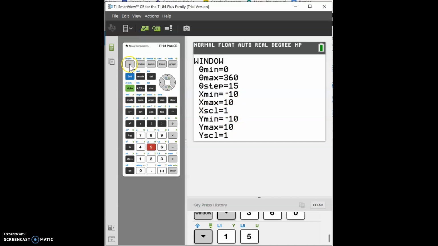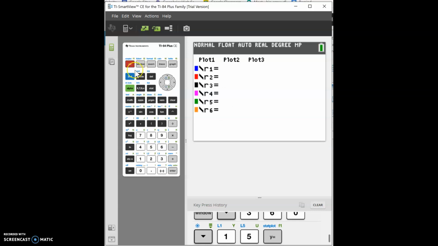Okay, and let's go to the y equals screen. And you'll notice that it's no longer y equals, it's r equals. That's because all of our polar equations are in terms of r. So r equals, and then you would type in your polar equation here. For example, I'm just going to type in 4 plus 4 sine theta.